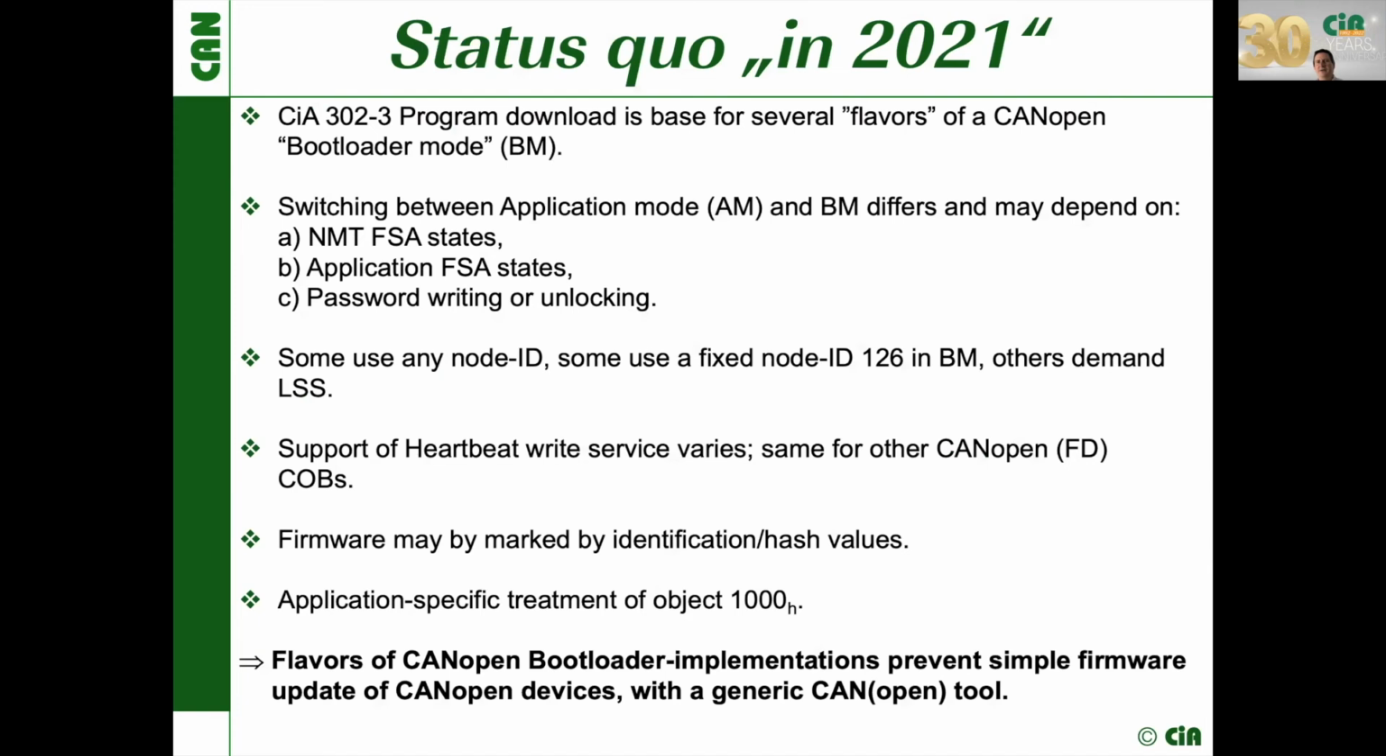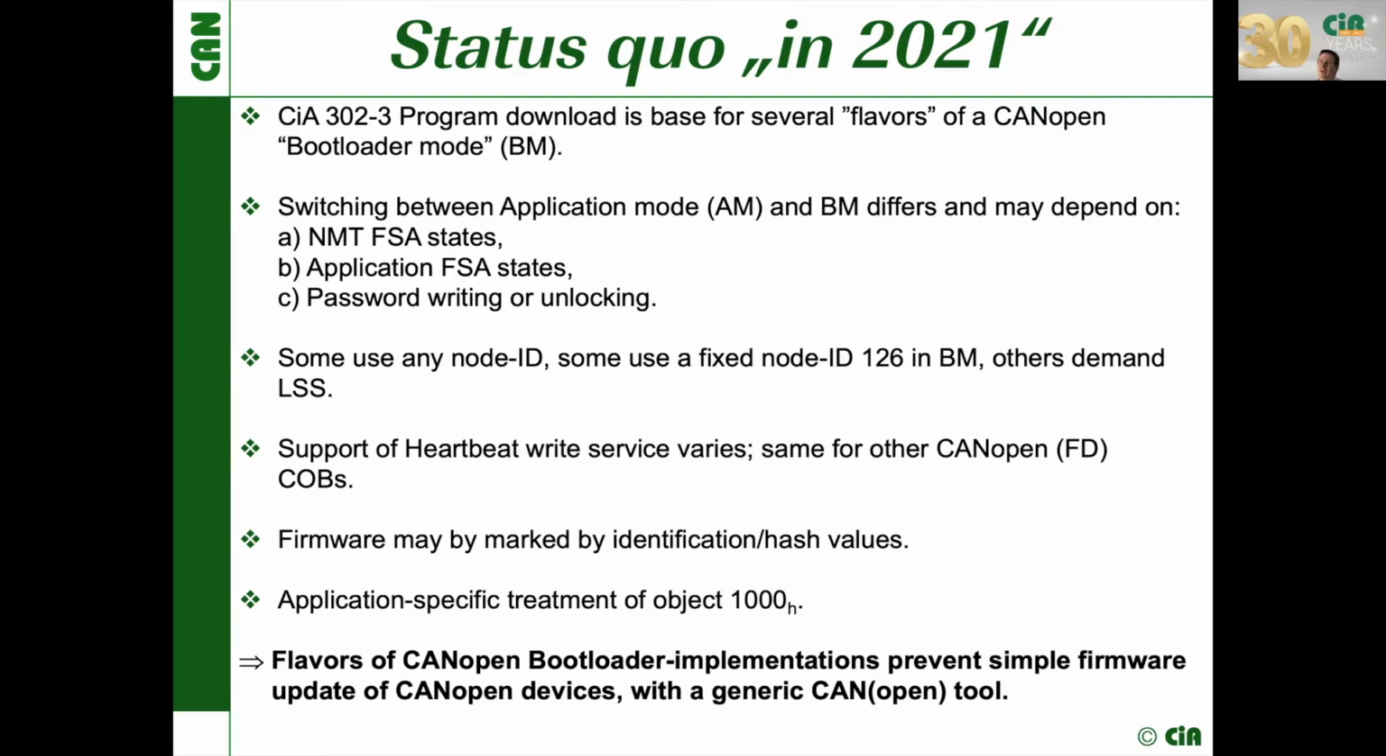Yeah, so we see the status last year. There had been several interpretations of CiA 302 already specified in the CiA environment. So we had several flavors of the bootloader mode. We have variety in switching between bootloader mode and application mode. This may depend on the network management state. This may depend on application states, on a successful password writing, or any mixture of these three attributes.